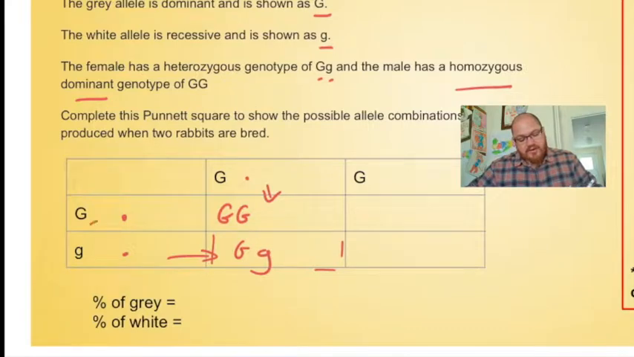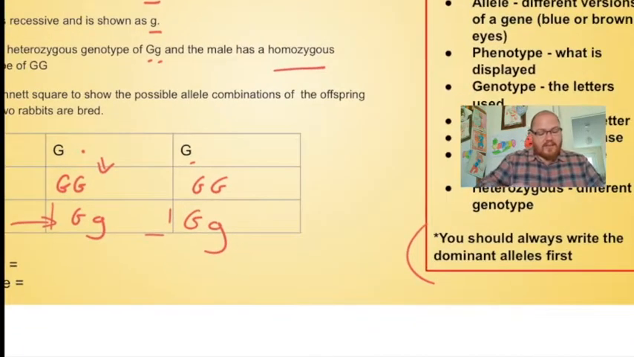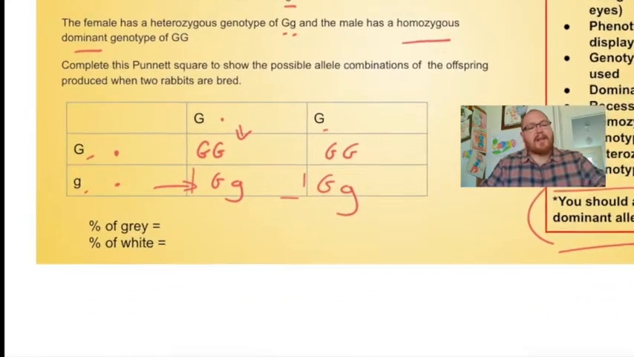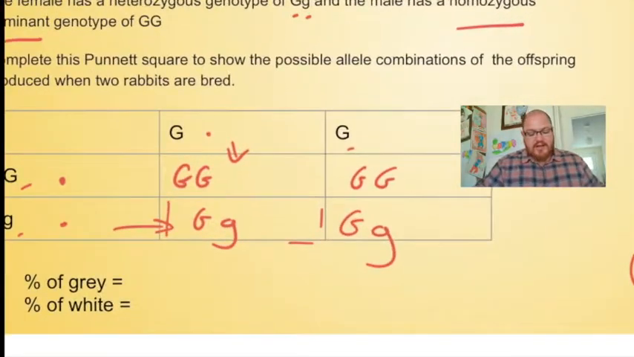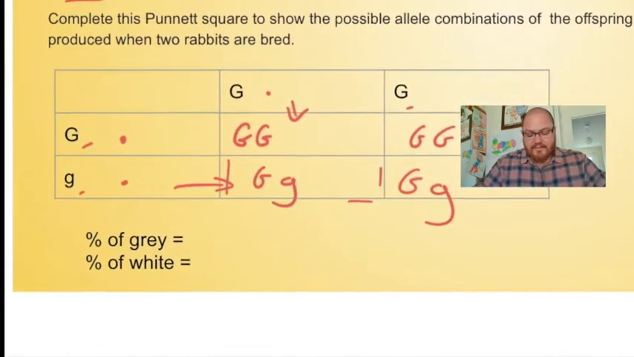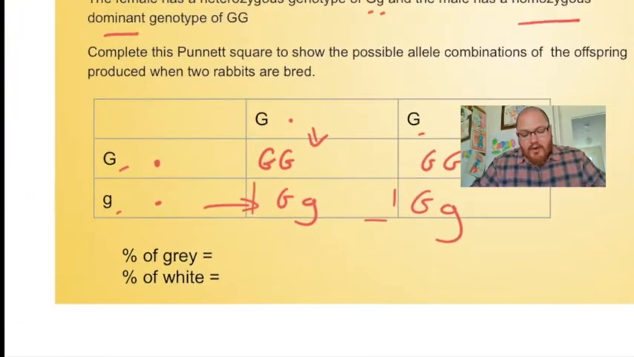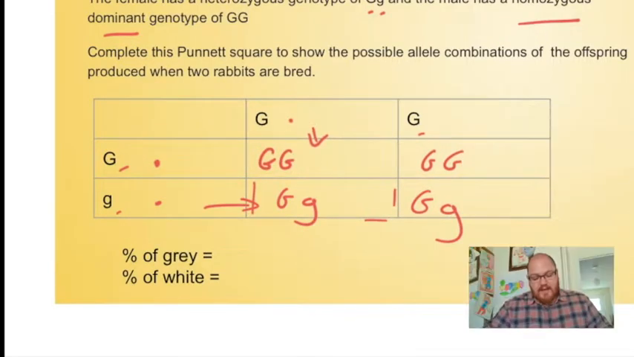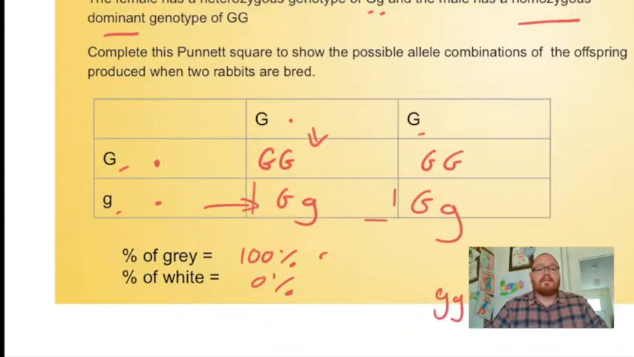Again, I'm going to go big G, big G, big G, big G, little g, big G, but I'm going to write it. I'm going to take this step into account now. You should always write the capital letter first. So I've got big G, little g, big G, little g. Okay, so grey is dominant, capital G. So if grey is present, it's going to be grey. And I've got 100% again, grey here. And I've got 0% white, because for white, I need two little g's.